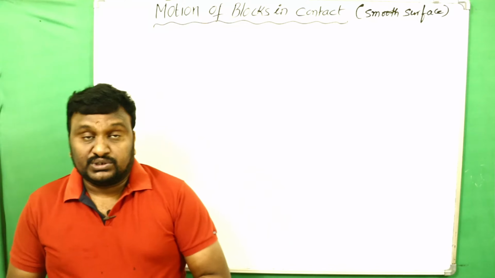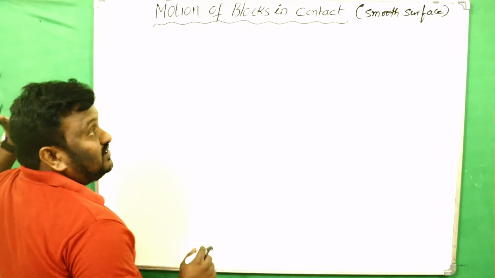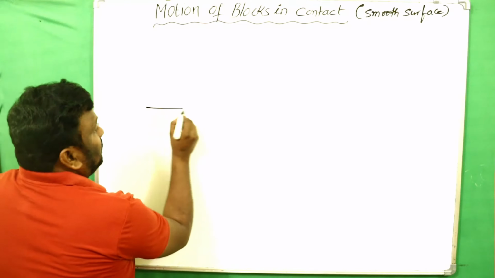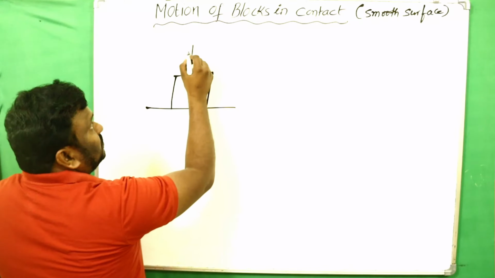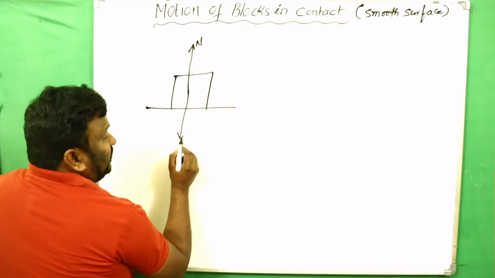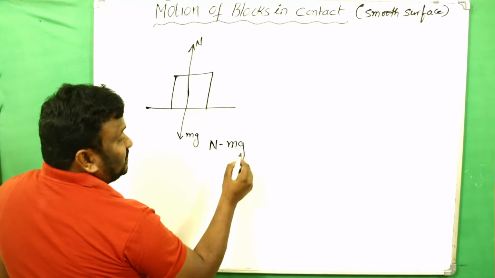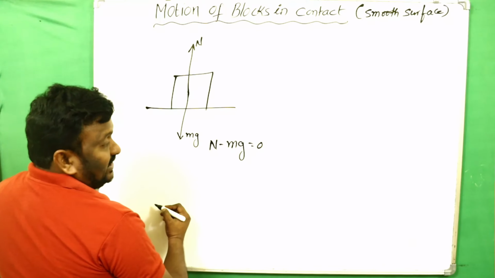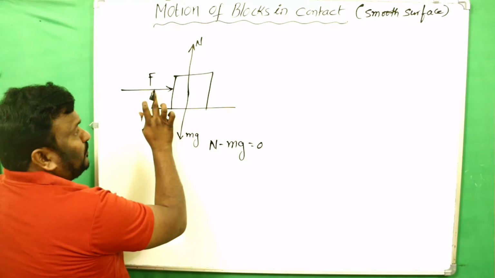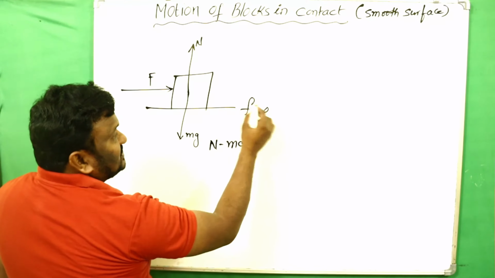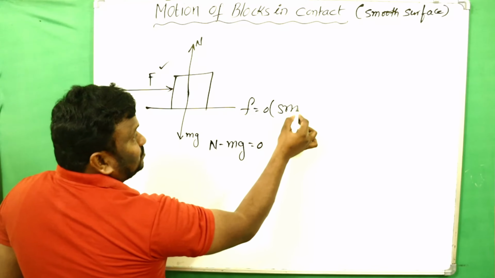So that is our topic. Today's topic is motion of blocks in contact on a smooth surface. Generally, this is the horizontal surface. On that, if you keep a block like this, this is the normal reaction and this is the weight acting in the downward direction. When it is at rest, N minus mg equals 0 in the vertical direction. If we apply a force, that is the applied force, and friction is 0.